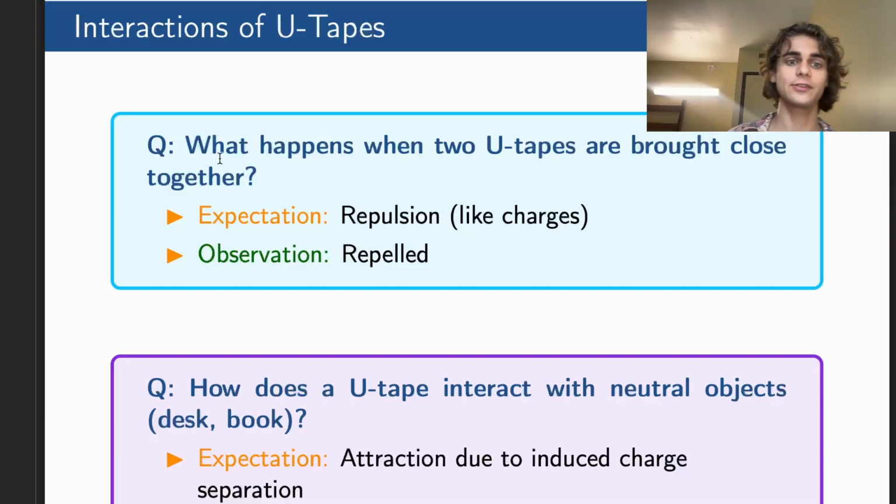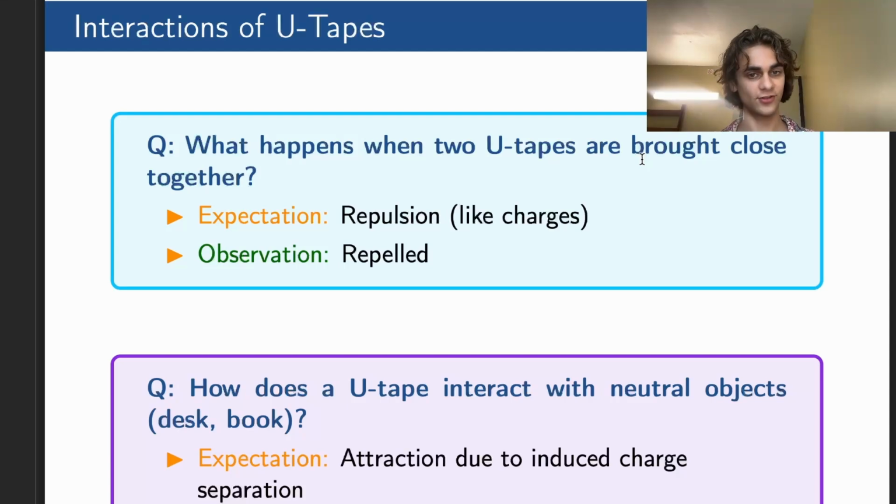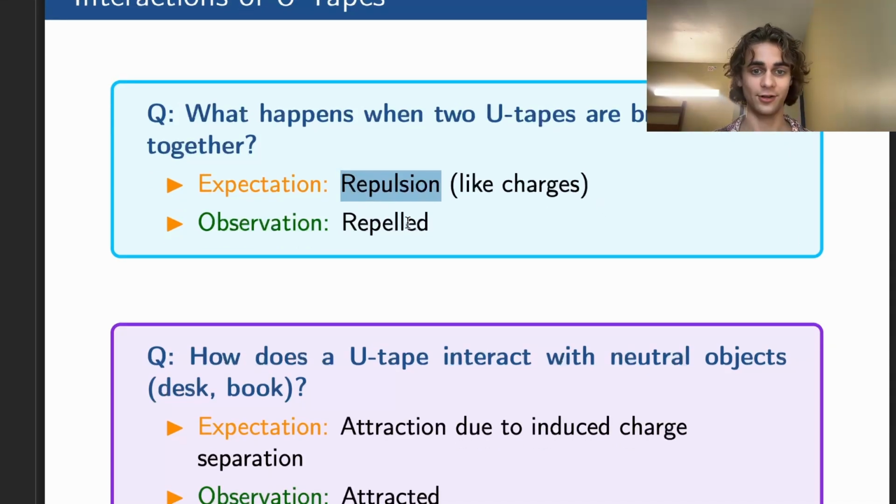Once you have these tapes, we can ask some questions about how they'd interact with the world. One such question is, what happens if you bring two of the same tape together? Because we're assuming that they have like charges, we are expecting them to repel. That is what we observed. If you bring two together, they don't want to be next to each other.